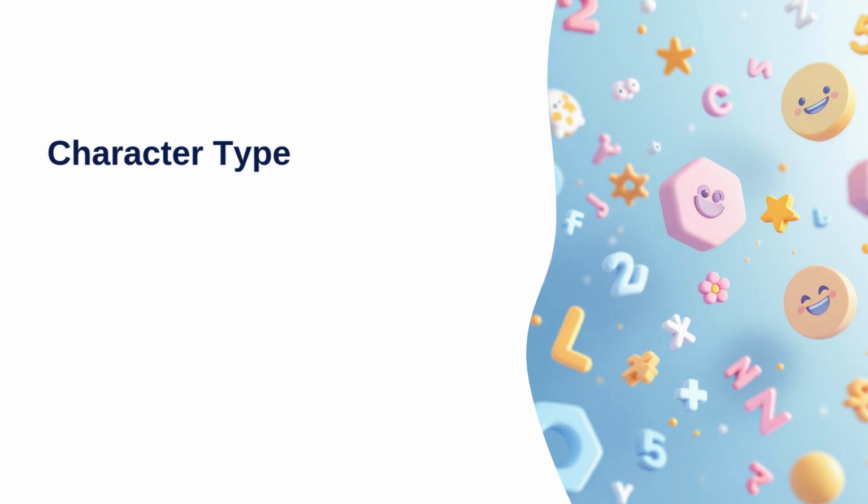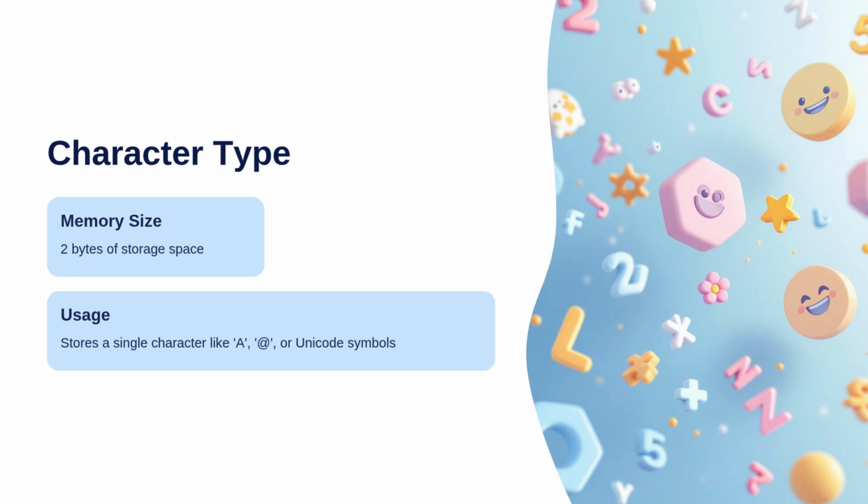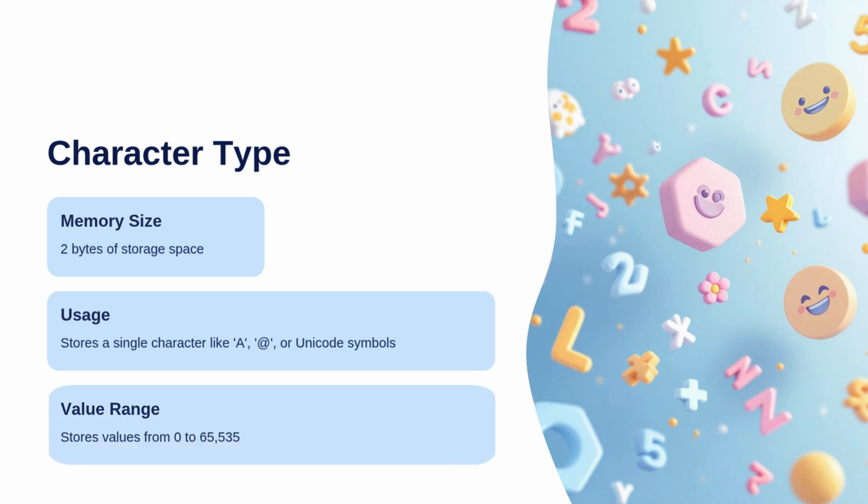Next, we've got a special type for individual characters, char. A char uses 2 bytes and stores a single character using Unicode, letters, digits, symbols, anything. It ranges from 0 to 65,535, or 0 to 2 to the power 16 minus 1.